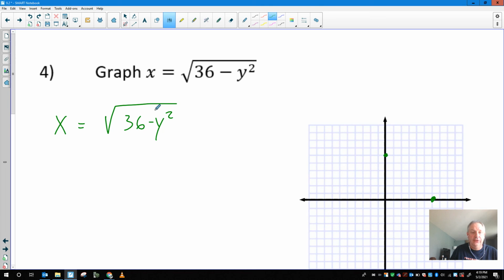Hopefully you see that I can square both sides to get rid of my radical. So if I square both sides here, squaring gets rid of my radical. So I get x squared equals 36 minus y squared. Add y squared.